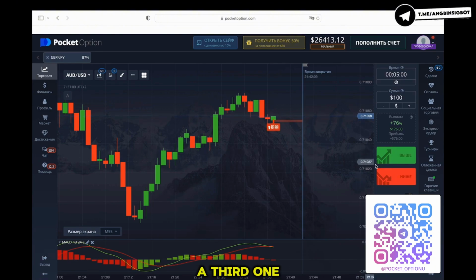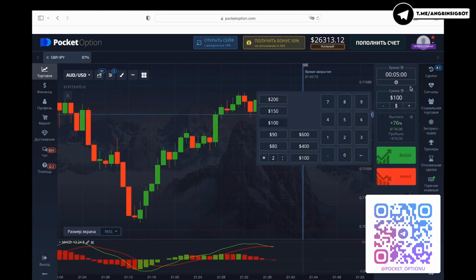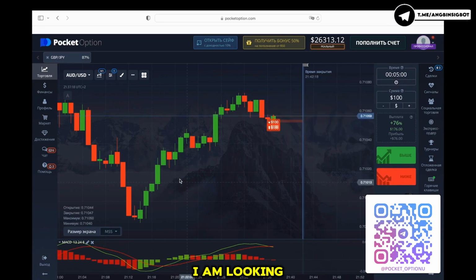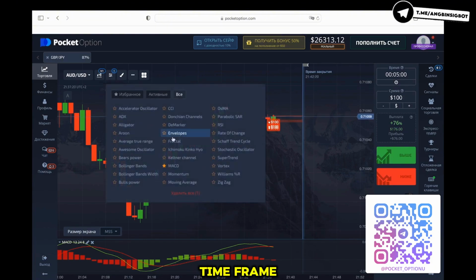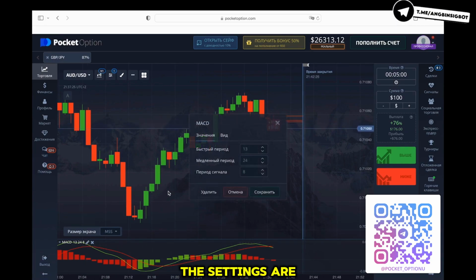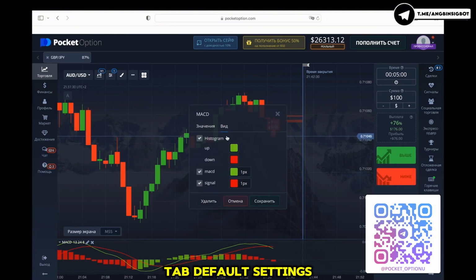And I think I will add a third one here. I will open several trades to catch the best entry point. The bet amount is $100, the trade duration is 5 minutes. I am looking at the chart on the M1 time frame, and of course the MACD indicator is here. The settings are now on your screens. In the next tab, default settings.